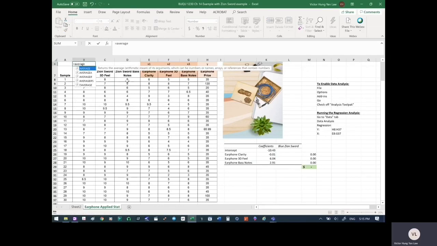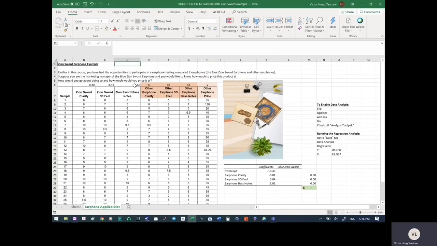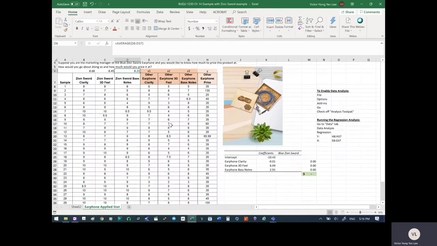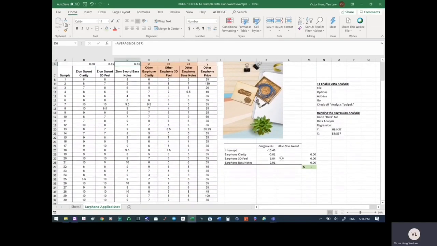Because we have the data for the SoundSword Blue earphone for the sound clarity, 3D feel, and the bass note, we're going to take the average scores for each category. So we're going to take the average score for the sound clarity, the average score for the 3D feel, and then the average score for the bass note. Once we have those, they become our X1, X2, X3 for the SoundSword Blue earphone. And we're going to put those values into the equation.